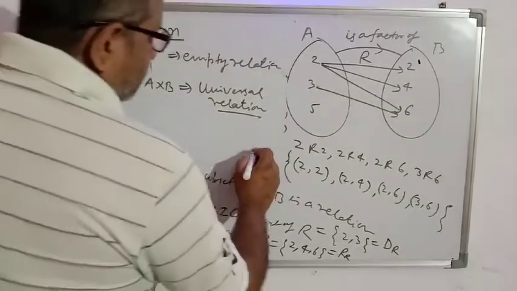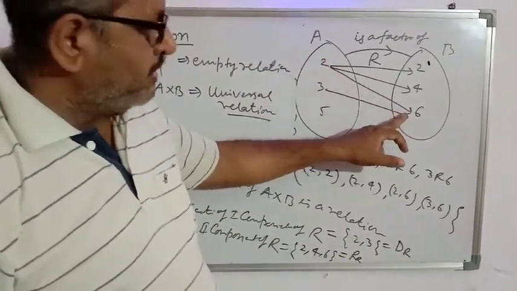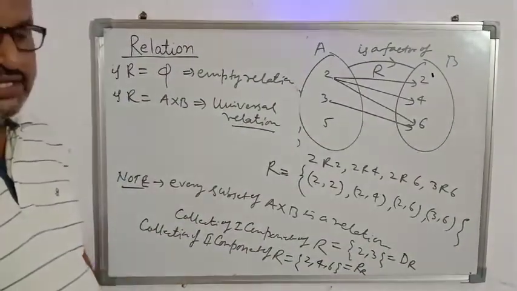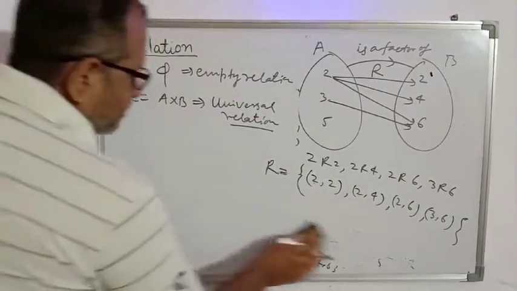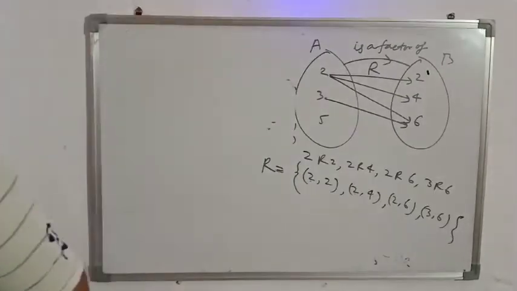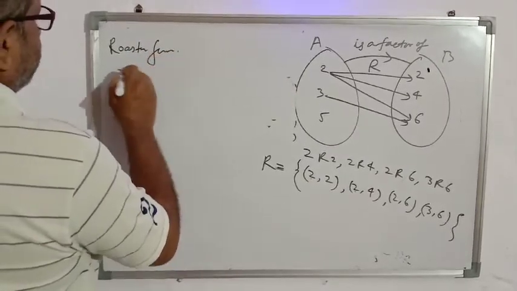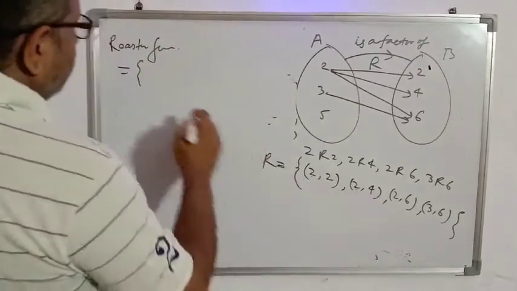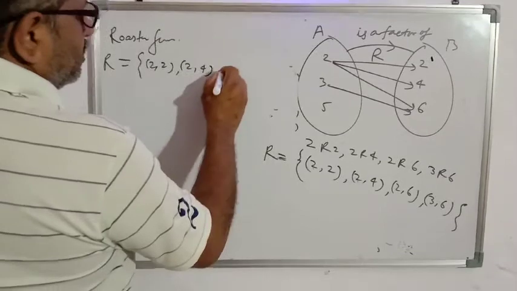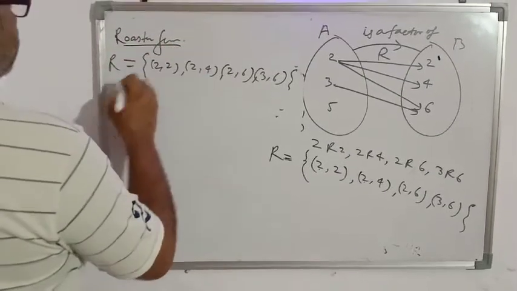We can represent the relation by ordered pairs, by arrow diagram, or by set builder form. So there are three ways to represent the relation. Roster form means we write all the ordered pairs in curly brackets like this: (2, 2), (2, 4), (2, 6), (3, 6). This is the roster form.